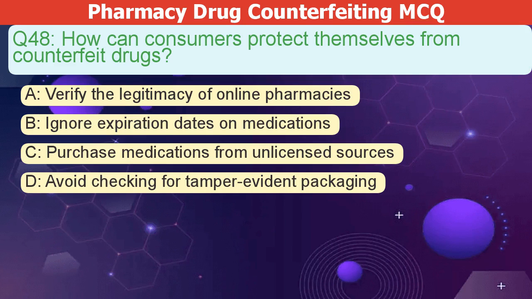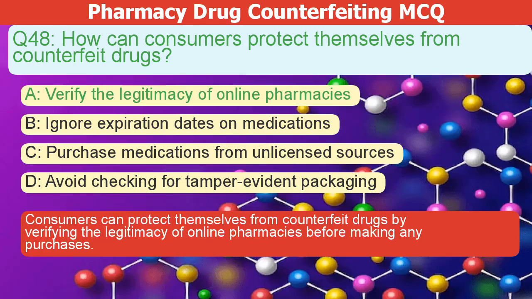How can consumers protect themselves from counterfeit drugs? A. Verify the legitimacy of online pharmacies. B. Ignore expiration dates on medications. C. Purchase medications from unlicensed sources. D. Avoid checking for tamper-evident packaging. The correct answer is A. Consumers can protect themselves from counterfeit drugs by verifying the legitimacy of online pharmacies before buying anything.